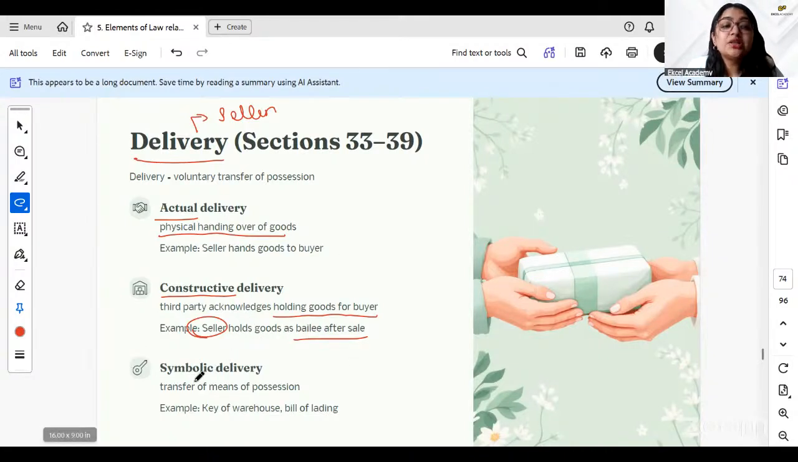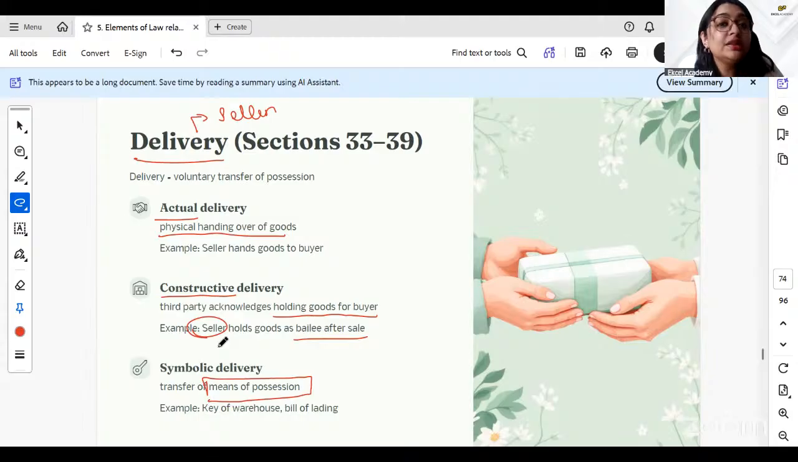And the last one is your symbolic delivery, which means transfer of the means of possession. That is, you are not actually giving the goods physical delivery. You are giving something which symbolically represents that you have handed over the goods. Let's say, for example, the 10 kg of dal is stored in a godown.